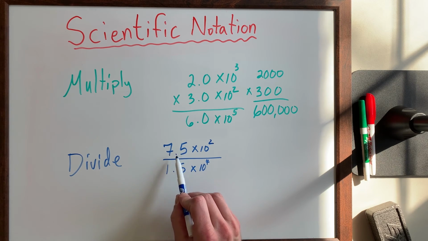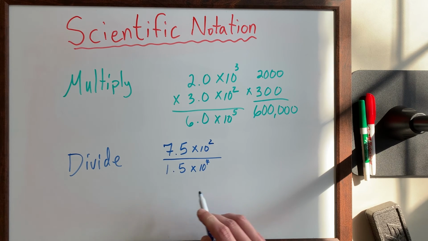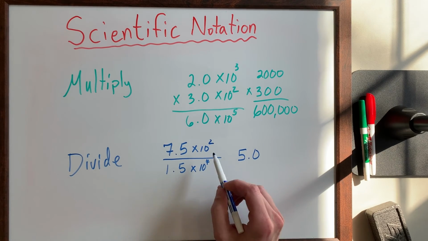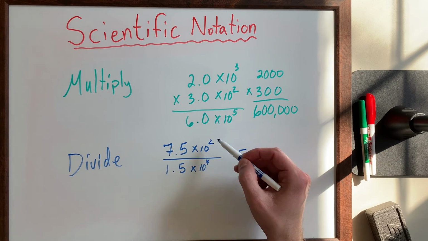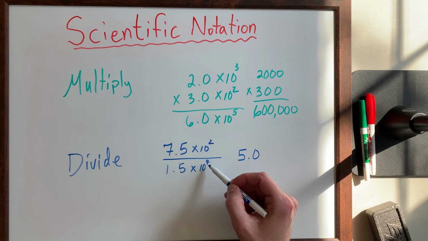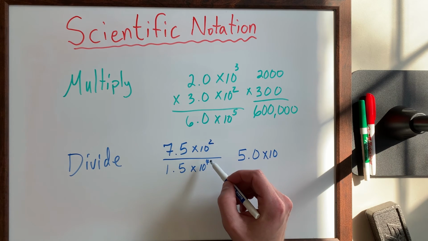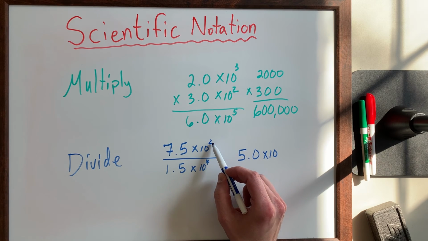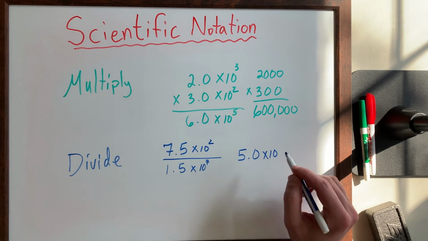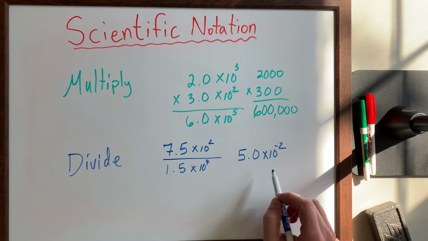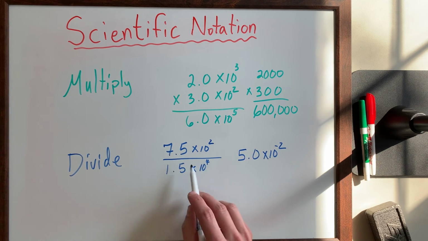We're going to begin by dividing the coefficients. 7.5 divided by 1.5 is actually a whole number, 5. And then we're going to subtract, okay? But we're going to start with the top and subtract the bottom. So we're going to go times 10 to the 2 minus 4. If I start with a positive 2 and I take away 4, I'm going to end up at negative 2. Okay? Now let's see what kind of a number this really is and what kind of numbers these are.